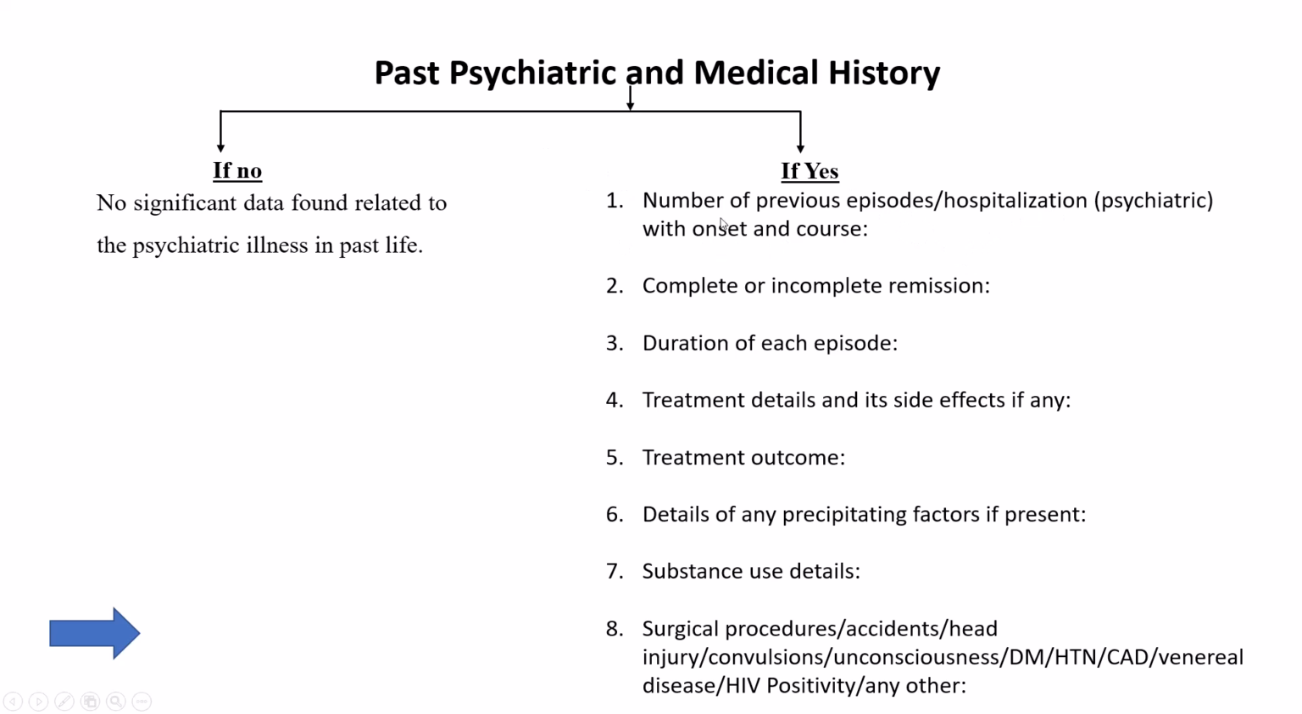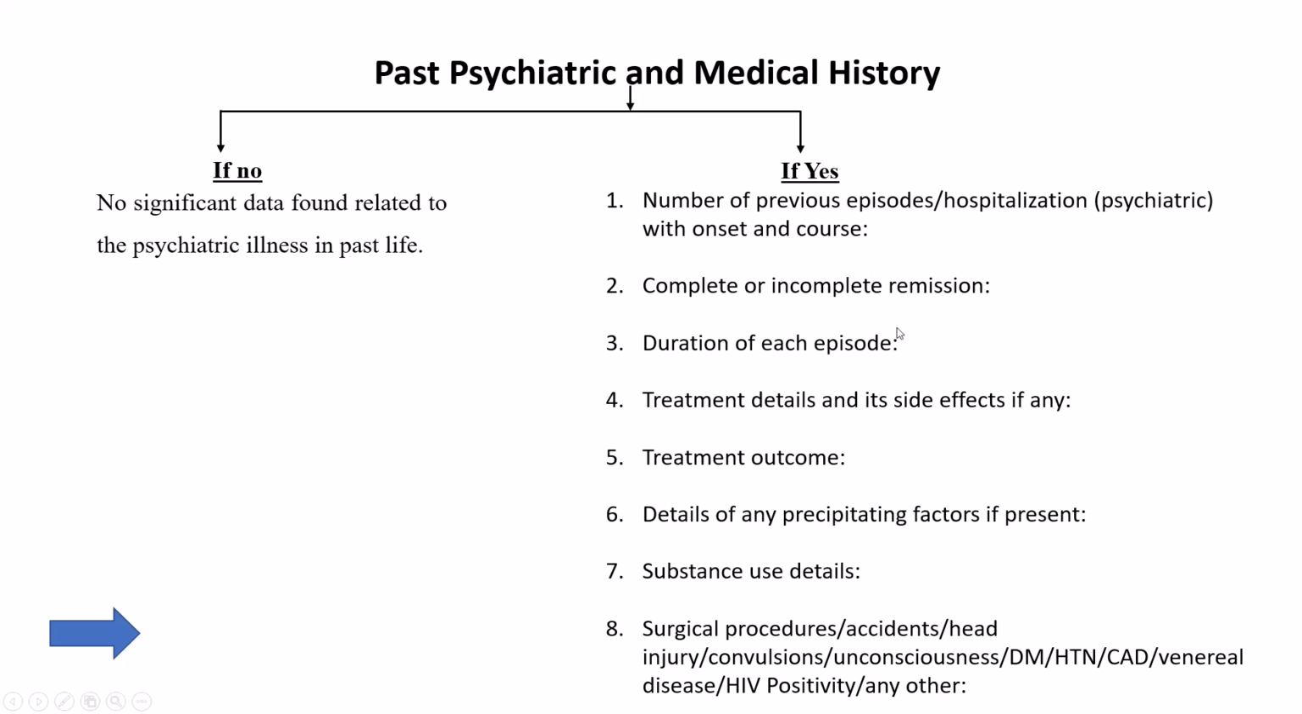We already studied what onset is and what course is. If you get a doubt again, go back in this video and understand what onset and course are. Those things we also have to mention if there was any history of psychiatric or medical problems. Then complete or incomplete remission. It means, say, 2 years back the person had a psychiatric problem, but after that it remitted. Whether it is complete or incomplete.